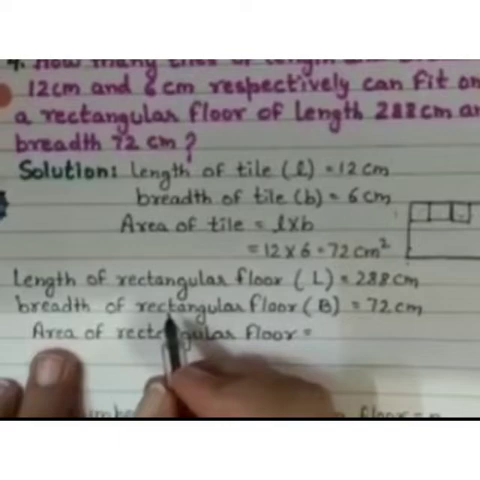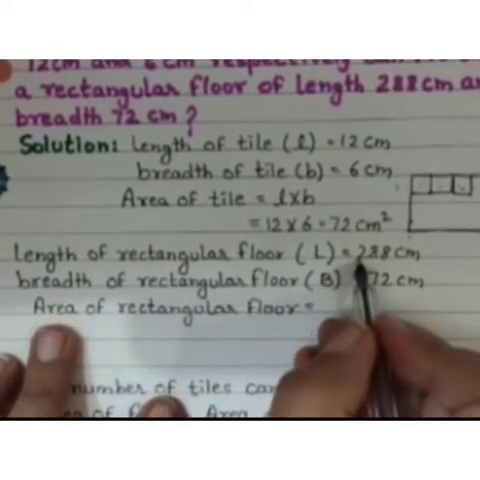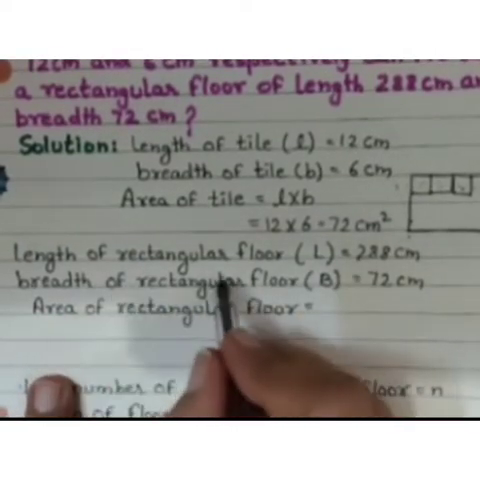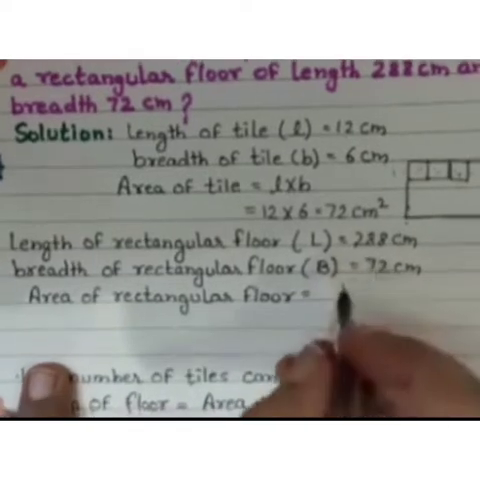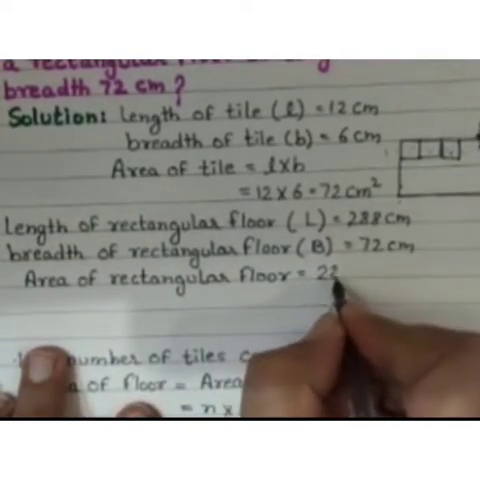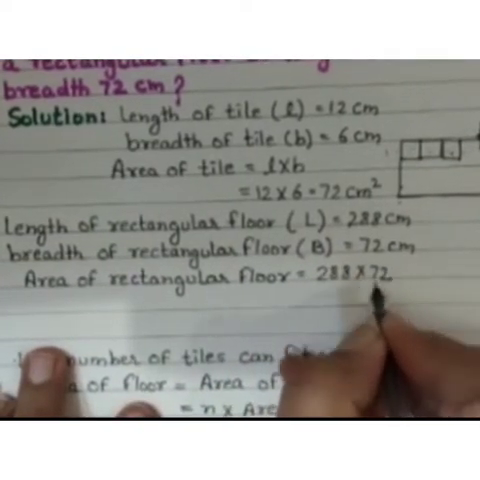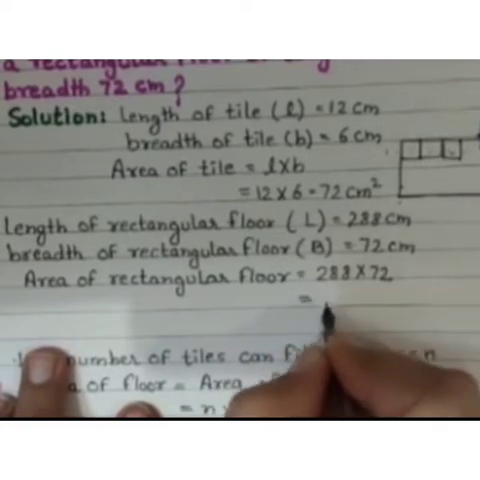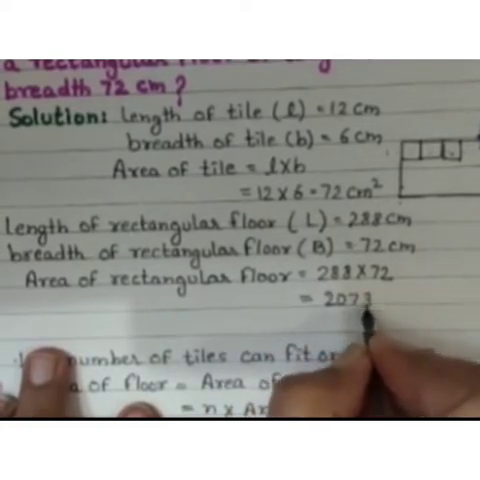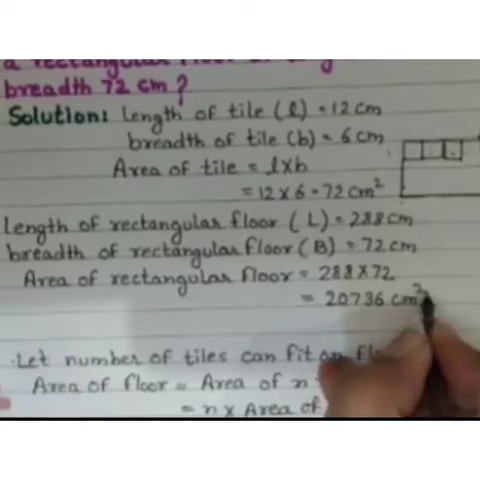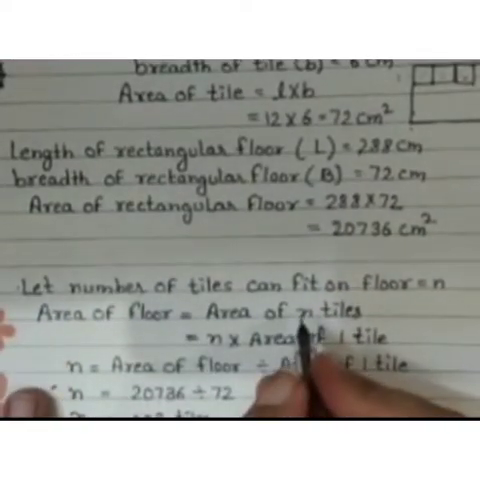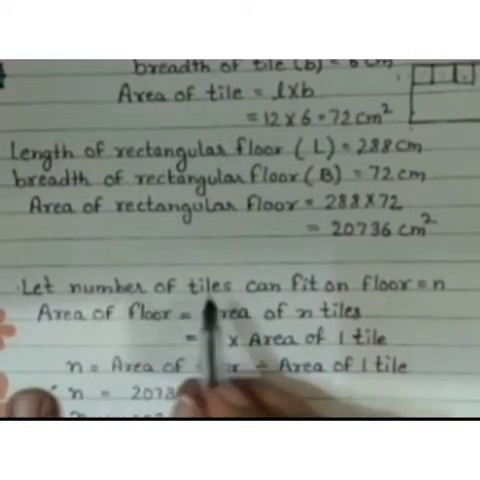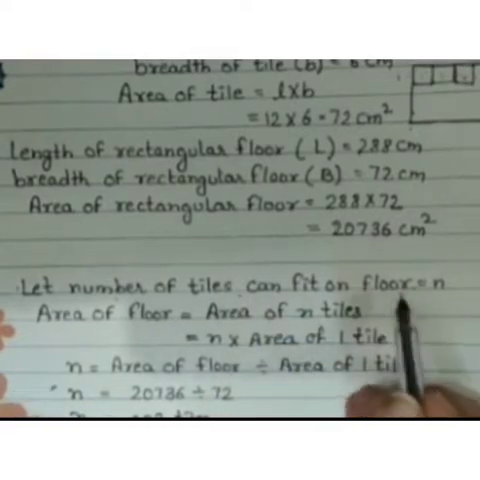Now, similarly, the length of the rectangular floor is given as 288 centimeter and the breadth of the rectangular floor is 72 centimeter. On multiplying length and breadth, we will find the area of the rectangular floor, that is 20,736 centimeter square. Clear?